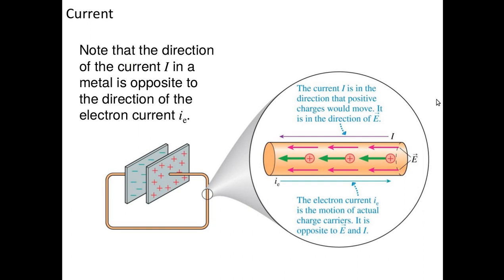So our conventional current is actually pointing opposite the direction that the free charges, the electrons, are moving. Later on, we're not going to concern ourselves too much with this, but it's good to know what direction the electrons are flowing and how that's related to the conventional current. So they're in opposite directions. Okay.